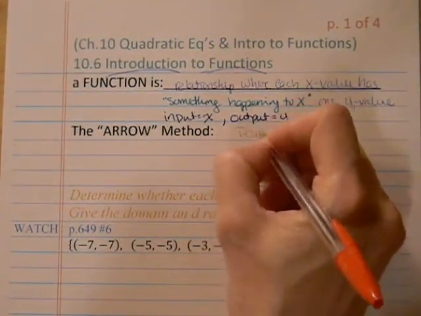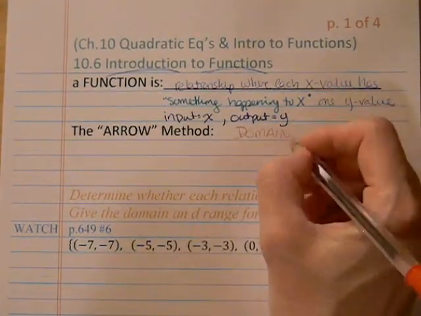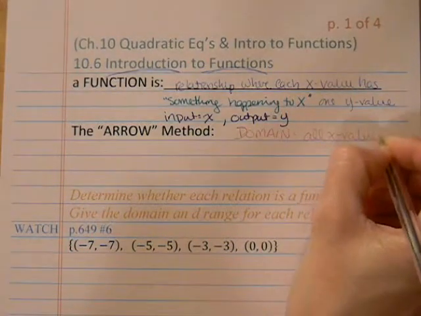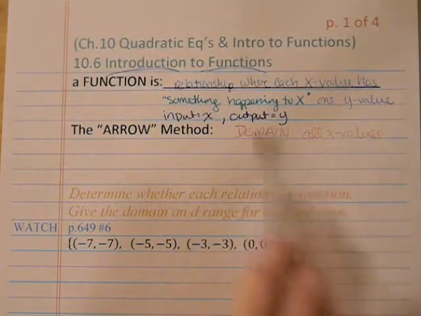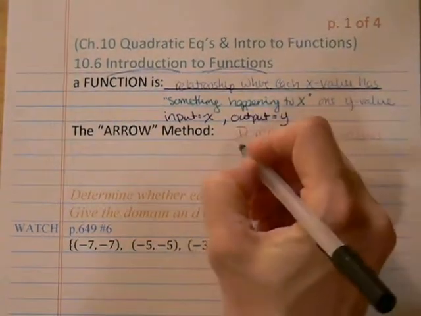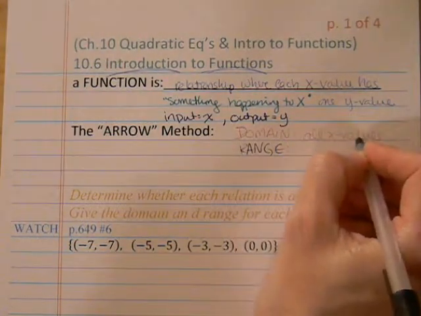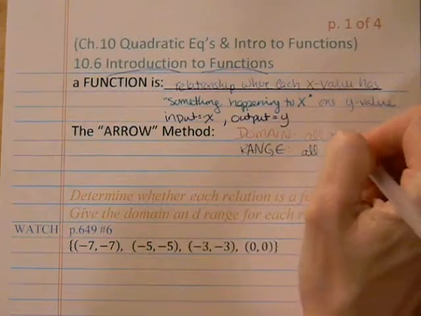Domain. D-O-M-A-I-N. Domain is all your x values. All the x values that are possible in the equation, or in this case the set that we're going to be looking at. The range, well, if the domain is all the x's, the range is, you got it, all the y values.